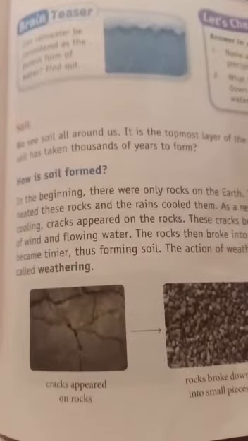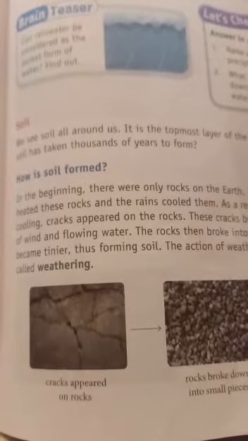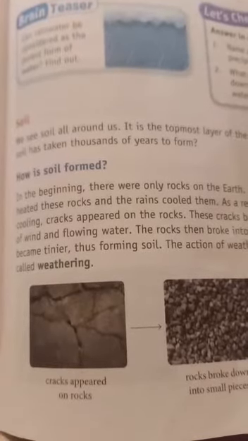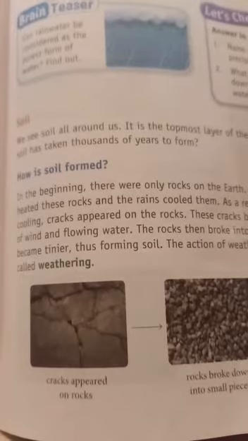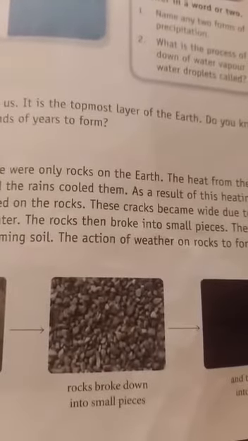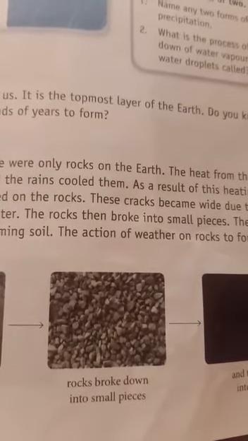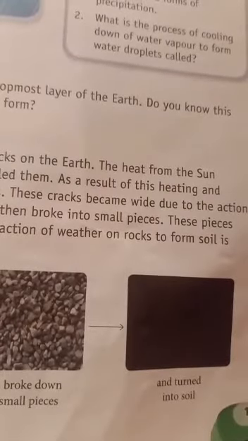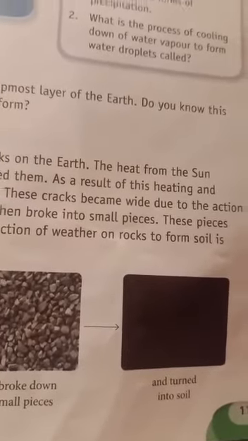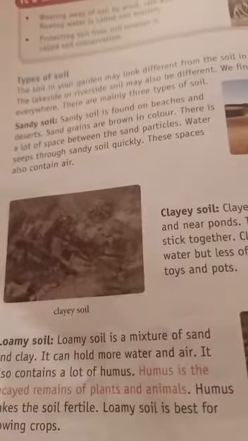In our textbook, it's clearly shown as an image how the cracks appear on rock. And in the second image, those rocks break down by the heat of sun, water or wind into small pieces. Later on, the small pieces have turned into soil. Now let's see the different types of soil.